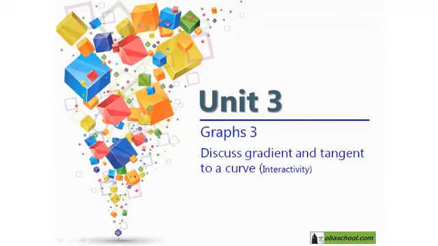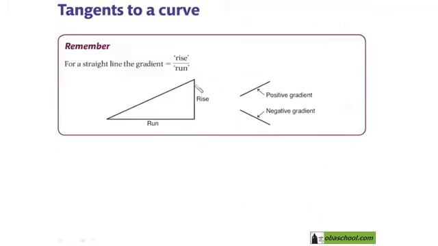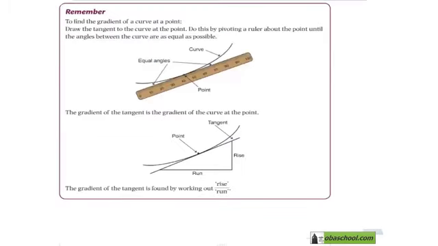In this tutorial, we're going to be continuing with the gradient. Now, as we have discussed previously, our gradient is determined through the rise and the run, both values and signs. So let's go ahead and continue with our brief explanation before we get to our interactivity.